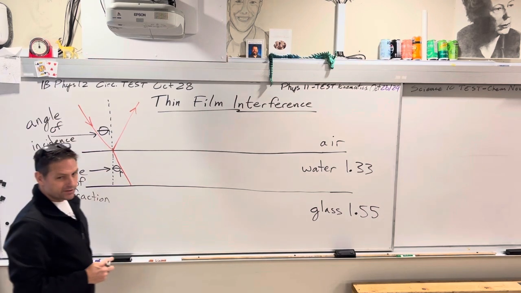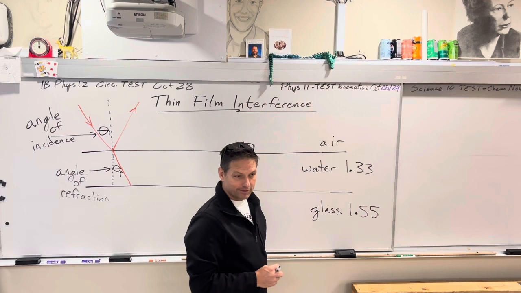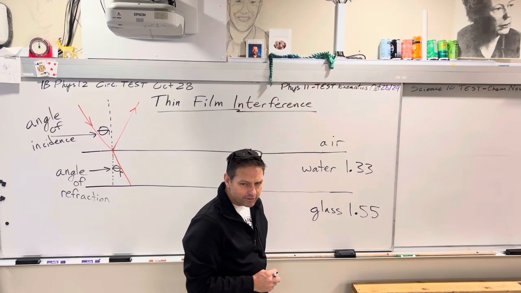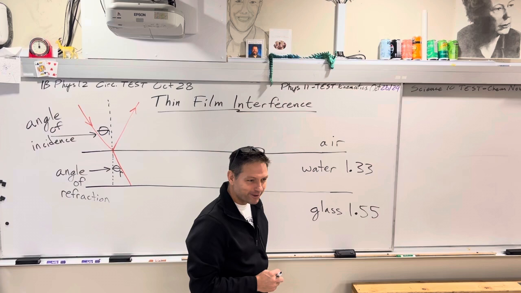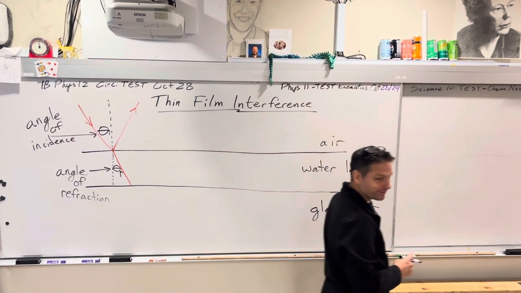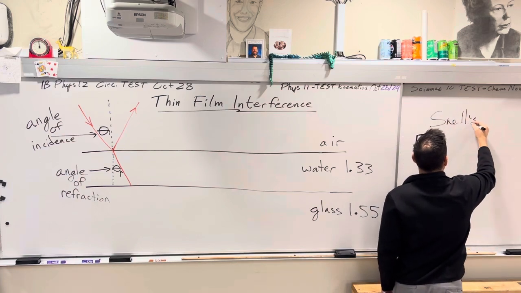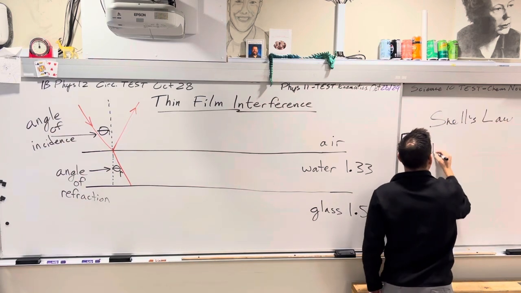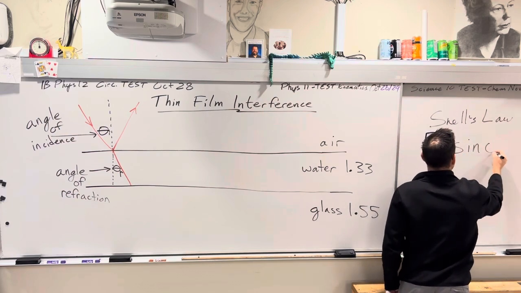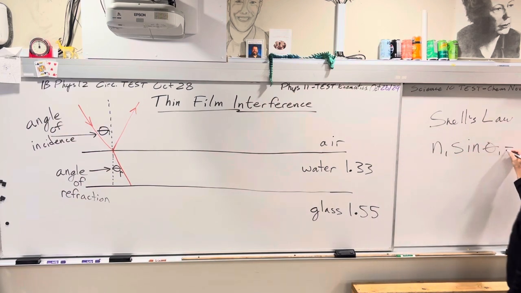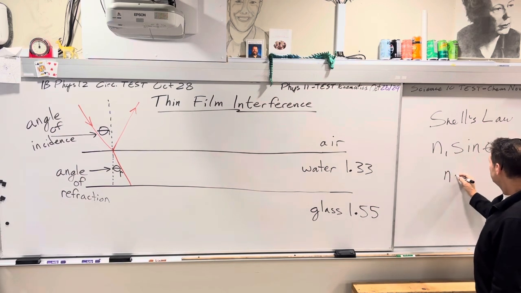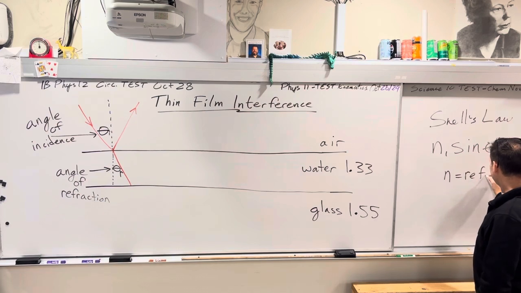Who remembers Snell's law? Did you guys learn this? Yeah? You just don't remember it? You know it, Farzan? Go ahead. So, n of incident times the sine of incident angle equals the n of refraction times the sine of the refraction angle. Yeah, okay. I would say it like this, where n is the refractive index of the material.